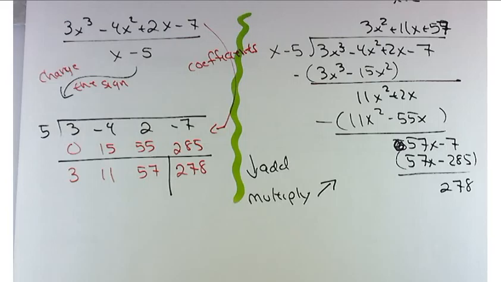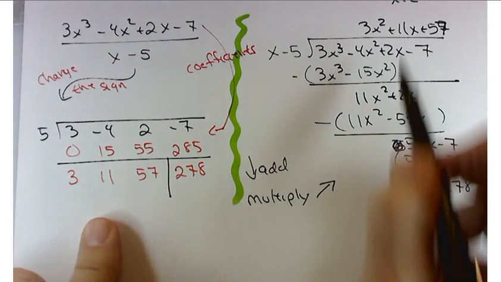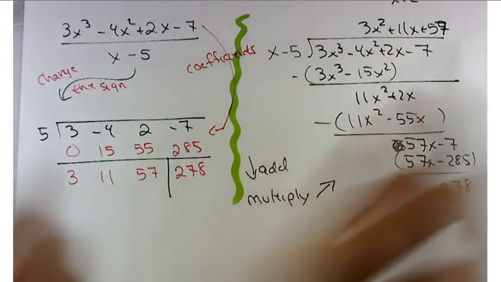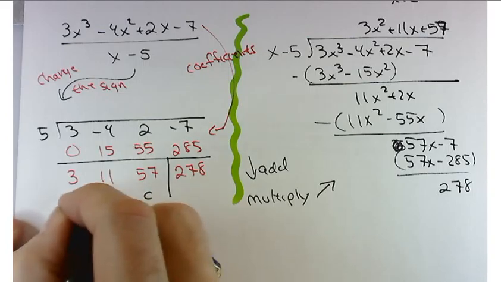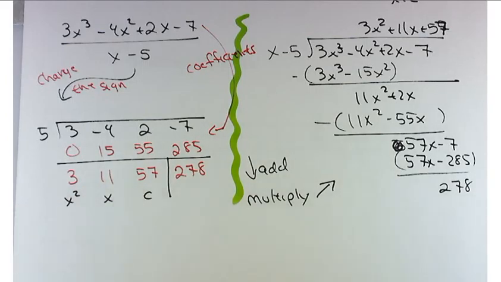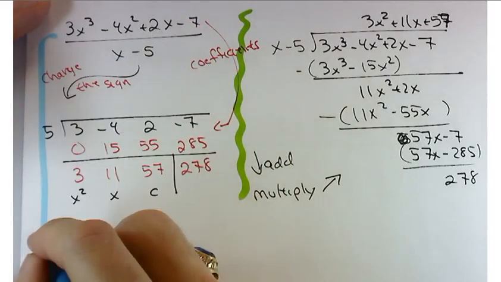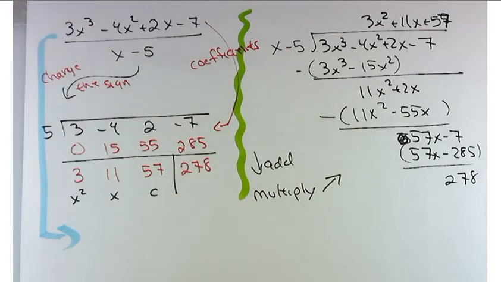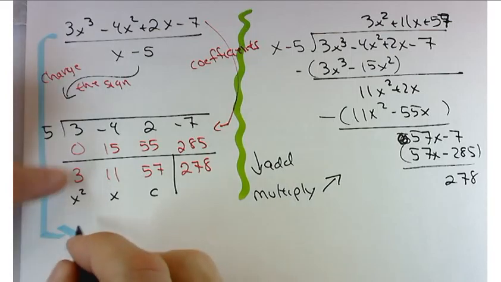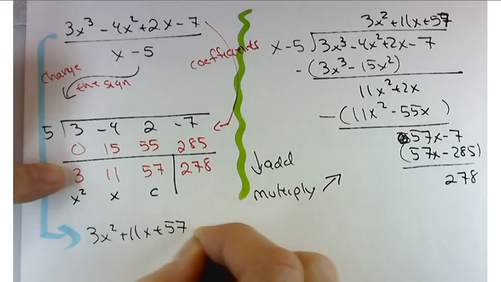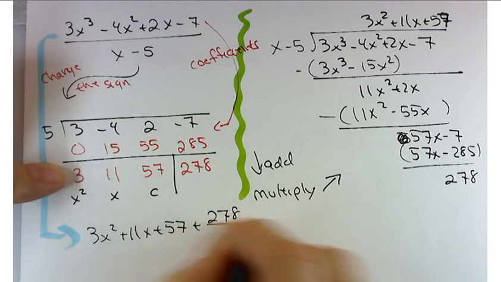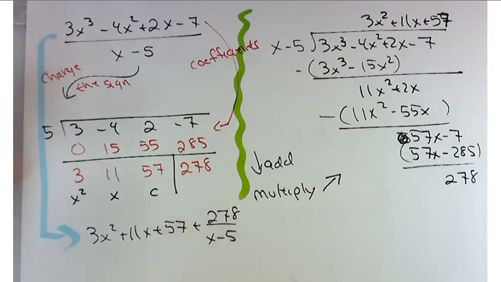Okay, so what does all this mean? Well, you can see what it means by comparing it over here. This is going to be your constant term. That's going to be your term in x. That's the coefficient of x squared. And if there were more, it would kind of increase in order. So what this is telling me is that when I do this division here, the answer that I'll get is going to be 3x squared plus 11x plus 57 plus 278 over x minus 5.